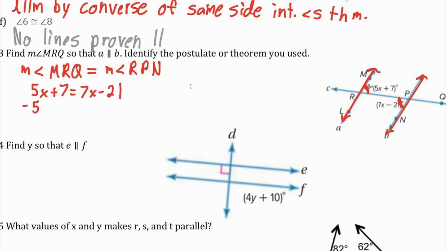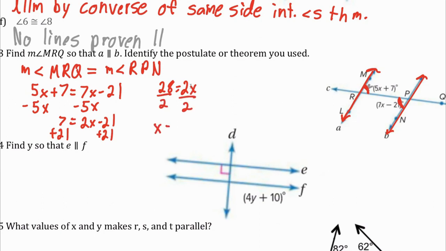We'll subtract 5x from both sides. Oh, sorry. And add 21 to both sides. So we're going to get that 28 equals 2x, and then we'll divide by 2. So we're going to get that x is equal to 14. Okay, but we're not quite done yet, because it wants us to find the measure of this angle.